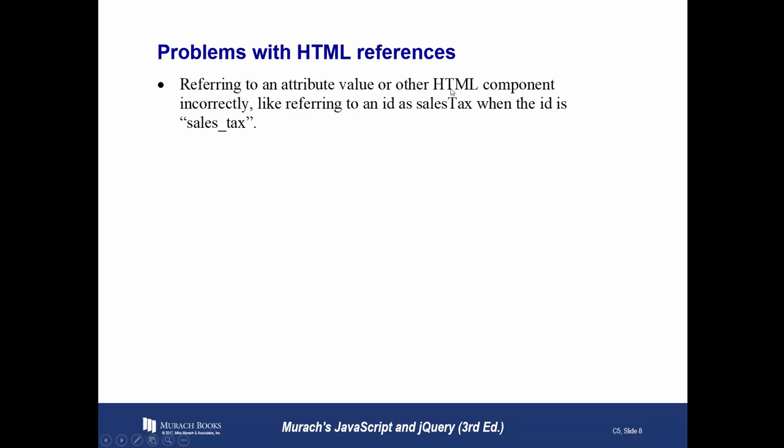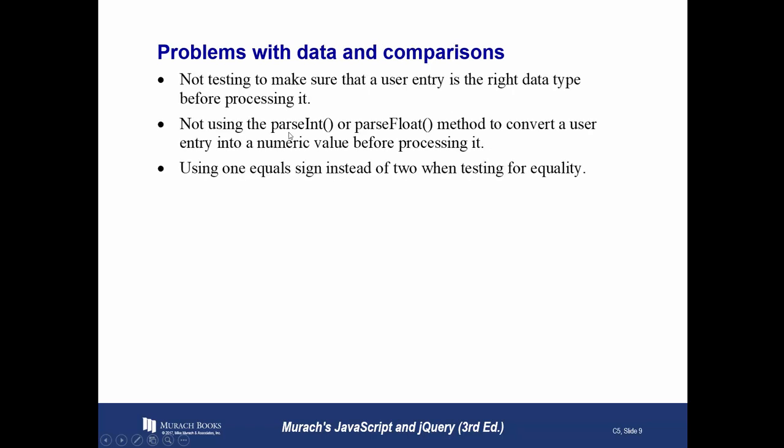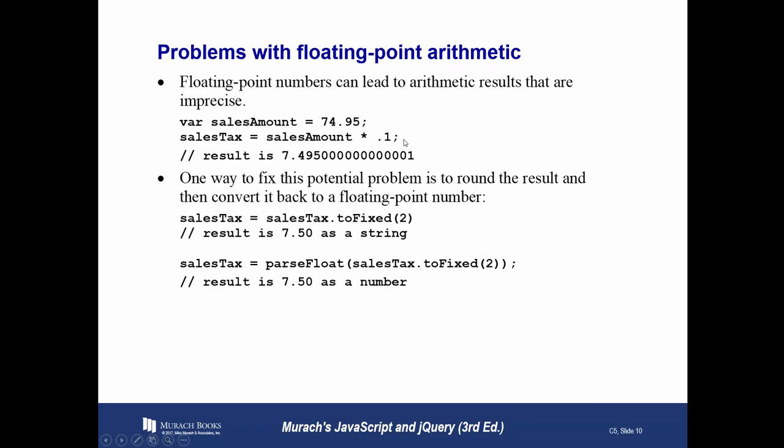Referring to an HTML value or other component incorrectly. As it says, if you gave something an ID of salesTax with a big T, and then you refer to it in code with sales_tax with an underscore and a lowercase t, it's an error. Problems with data and comparisons: not testing to make sure the user put in the right type of data before you process it, and not using parseInt or parseFloat to do the conversion. Using a single equal sign, which is assignment, rather than the double equal sign, which is the test for equality.